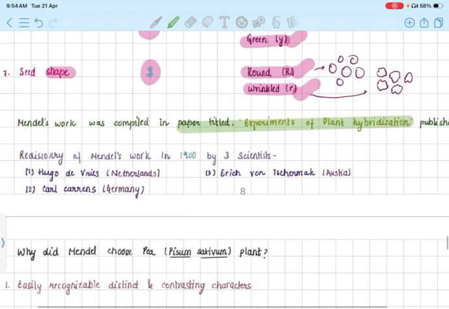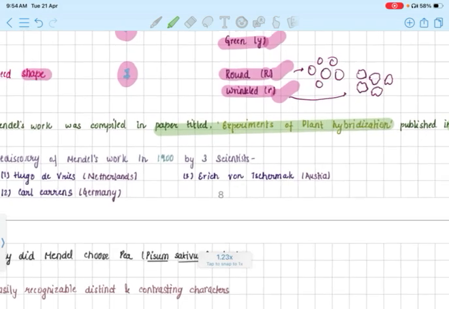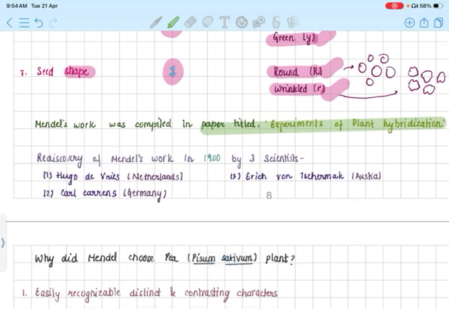Now, when the work was published, Mendel didn't get as much recognition as he should have, because at that time Mendel was the first to combine statistical analysis and mathematical logic in biology. So no one was very sure about his findings, and he didn't gain much attention for his work.